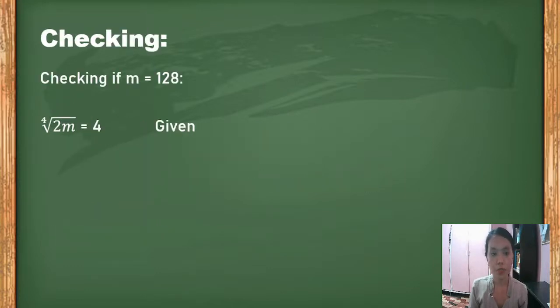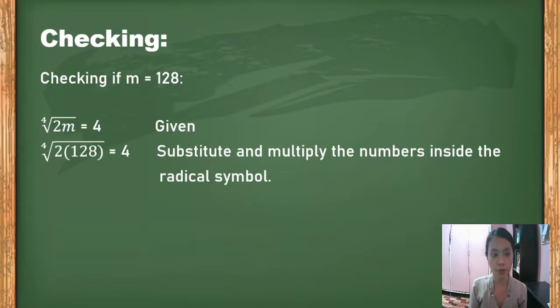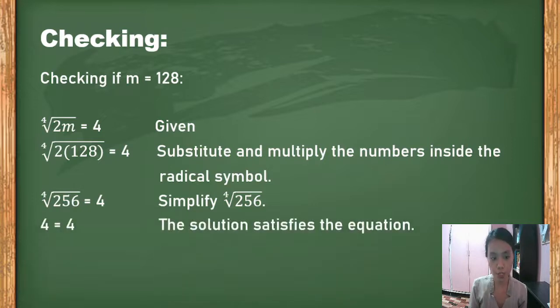So, check natin kung tama yung answer natin. Let's substitute 128 sa given natin. So, we have 4th root of 2 times 128 equals 4. Multiply natin yung ating values inside the radical symbol. So, 2 times 128, we have 256. Now, let's simplify 4th root of 256. So, the answer is 4. So, again, both sides are equal. Therefore, our solution satisfies the equation.